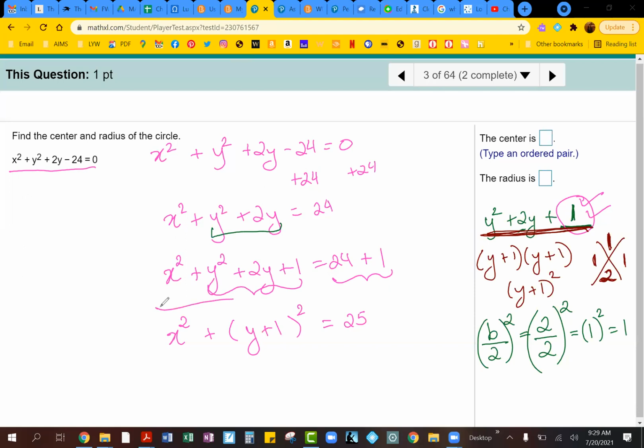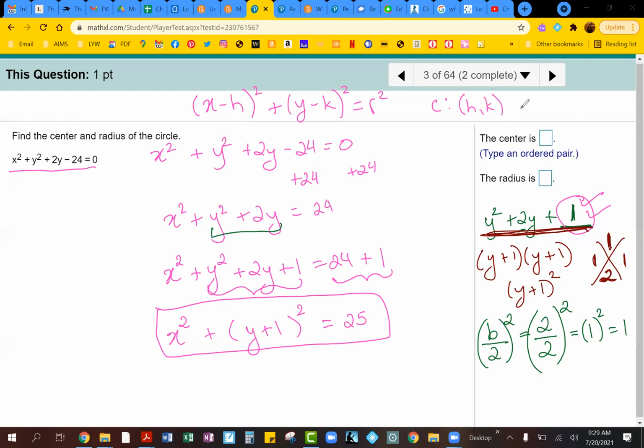So this is actually the equation of our circle. Remember, the standard form is x minus h squared plus y minus k squared equals r squared, where the center is going to be those h, k values, and the radius is of course going to be just r by itself, not r squared. So can you tell me, looking at the equation, what our center and radius are going to be for this circle?